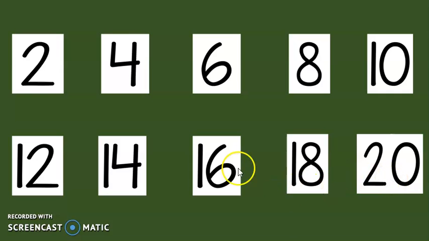One more time. Here we go. 2, 4, 6, 8, 10, 12, 14, 16, 18, 20. And that's what you call counting by twos. That's our objective for today's assignment, okay? Counting by twos.